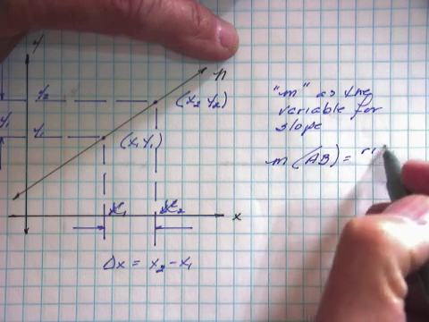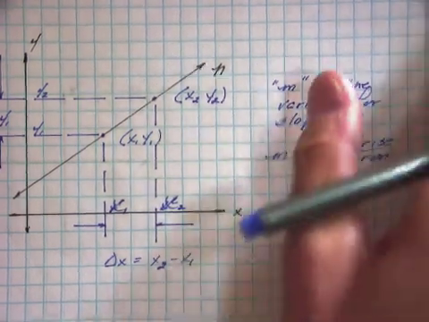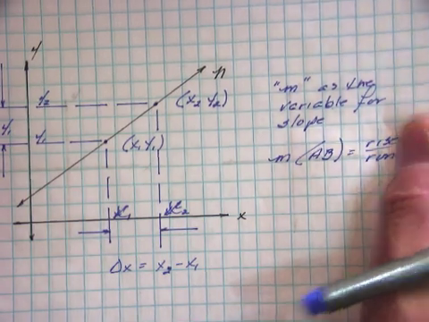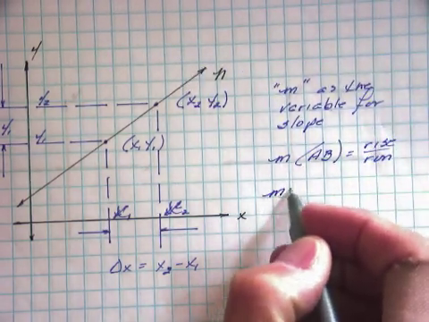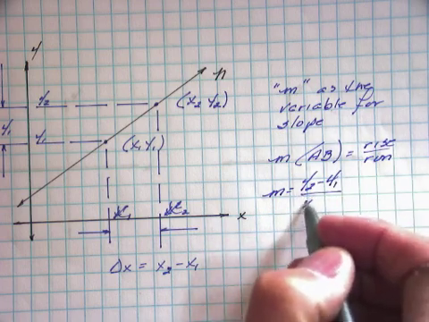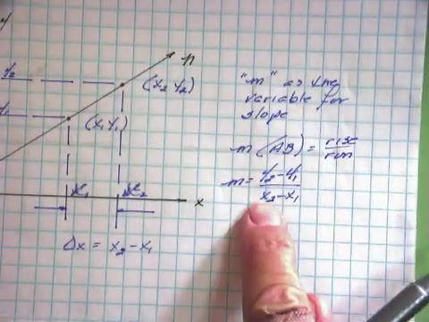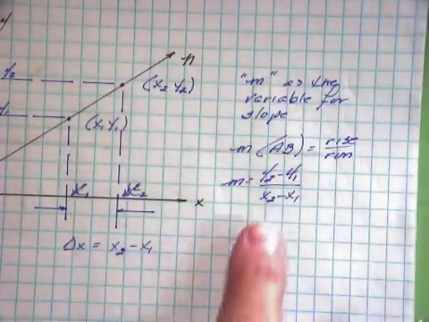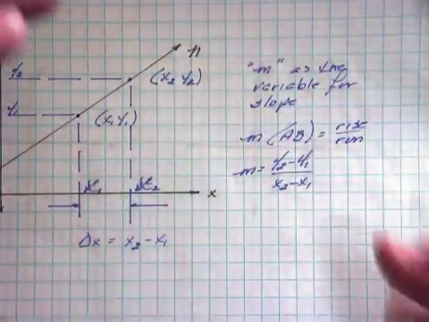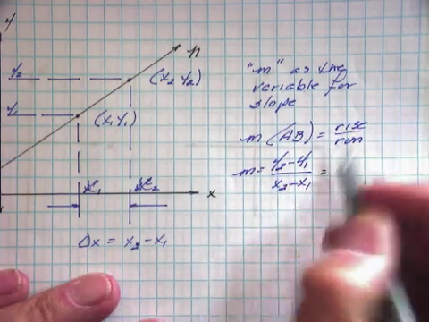Okay. We can say that the slope from A to B, we know, is rise over run. Well, my rise is this bit over here, and my run is this bit. So slope, m, equals y sub 2 minus y sub 1 over x sub 2 minus x sub 1. That is the equation for slope, and it's extremely important that you memorize this, okay?